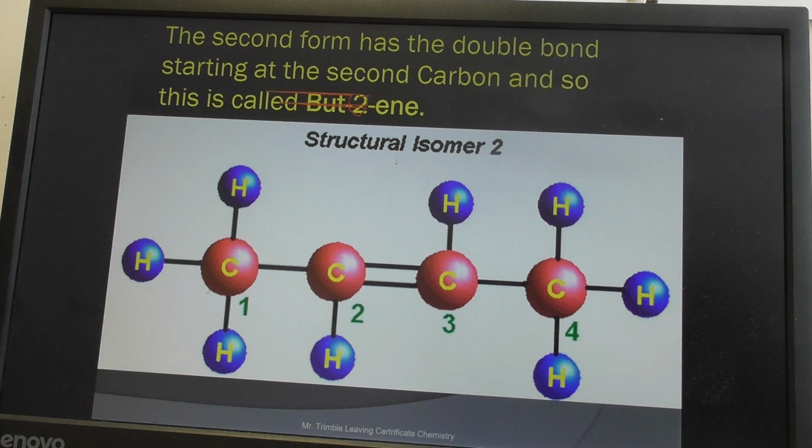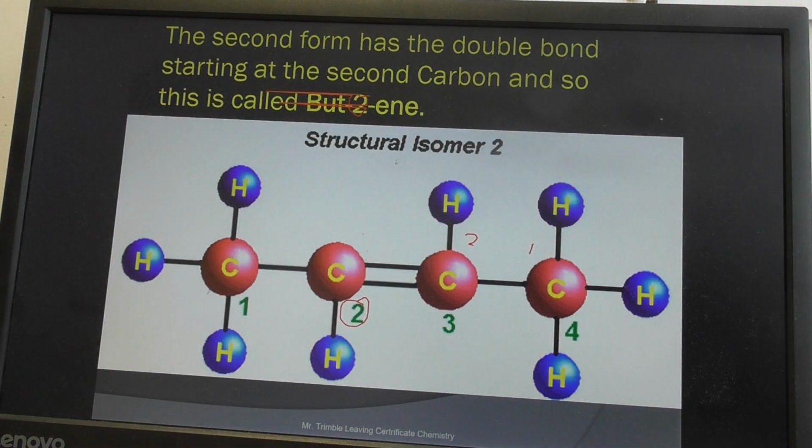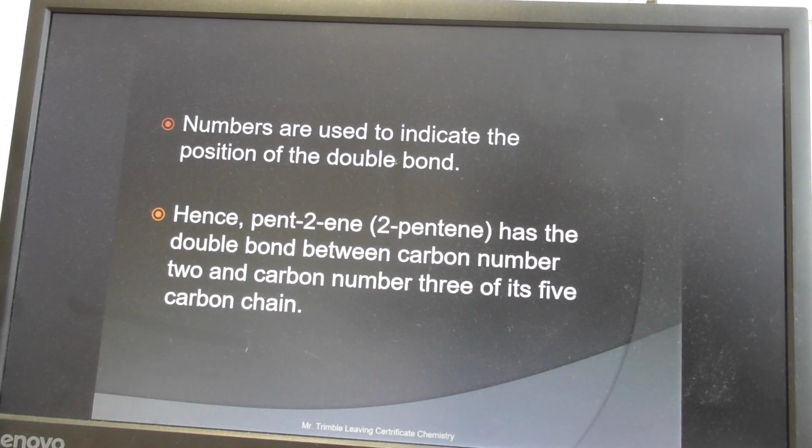Indicated with the 2, where the double bond starts. It doesn't matter, you could still number from this side, it would still be but-2-ene, remember, because that would be number 2 then. There's no but-3-ene, of course, because you can't flip it around and expect it to be a different molecule. These are 3D in space.